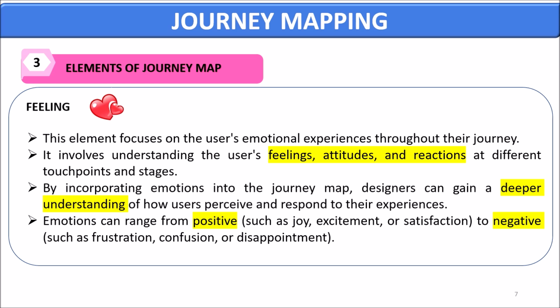So feeling, what does it say? This element focuses on the user's emotional experiences throughout their journey. It involves multiple things: feelings and attitudes, and sometimes also their reactions at the different stage points. This helps us designers gain a deeper understanding of how users perceive and respond to their experiences. These emotions may go with a happy mood or with some frustration. We can range them from positive to negative, with negative such as frustration, confusion, and disappointment.